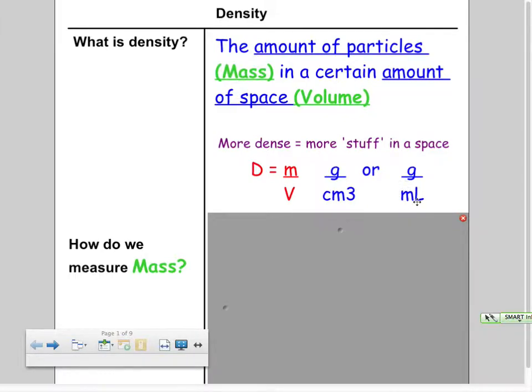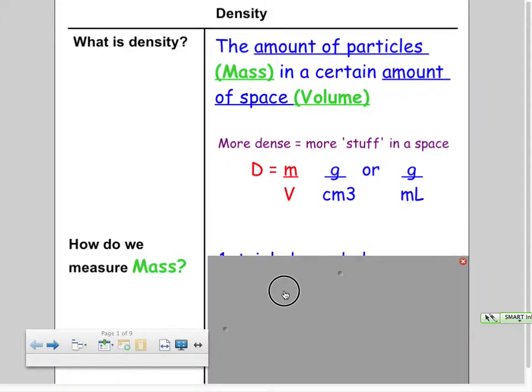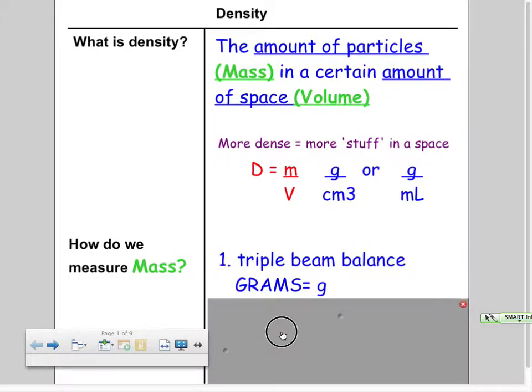So your answer can be how many grams in how many centimeters cubed, or how many grams in how many milliliters. And depending on that answer, you will know whether or not something is more dense or less dense than water. Now, how we measure mass is with a triple beam balance, and it is measured in grams.